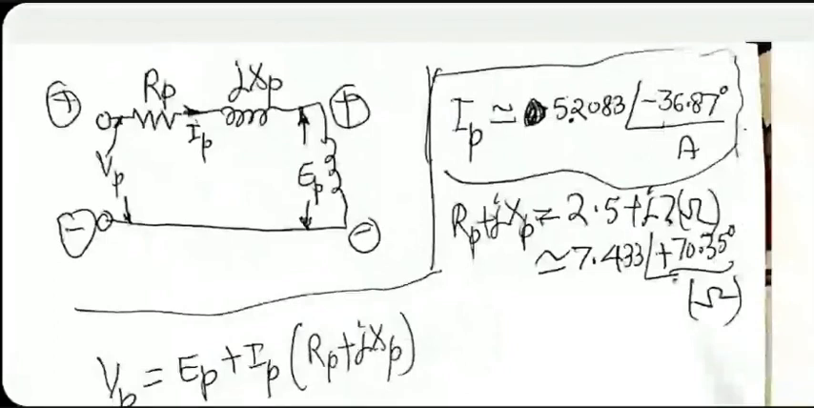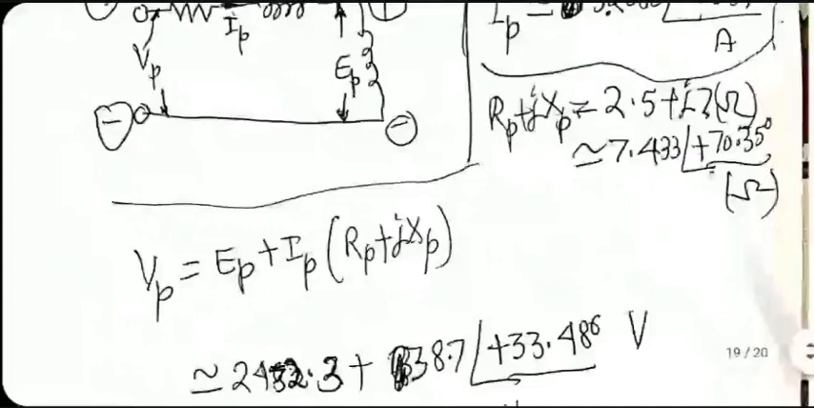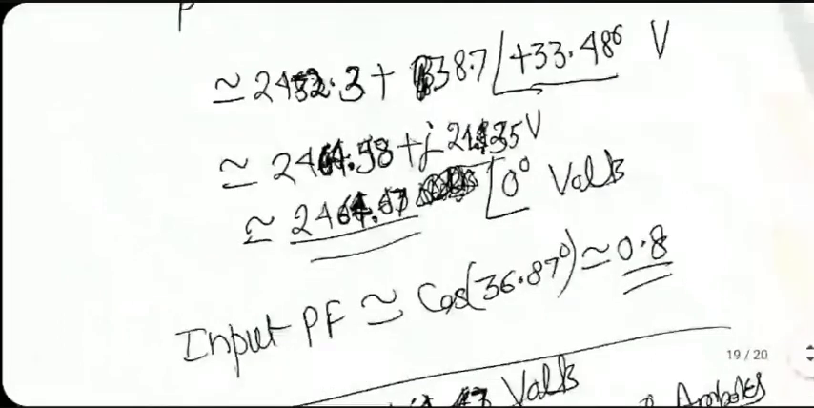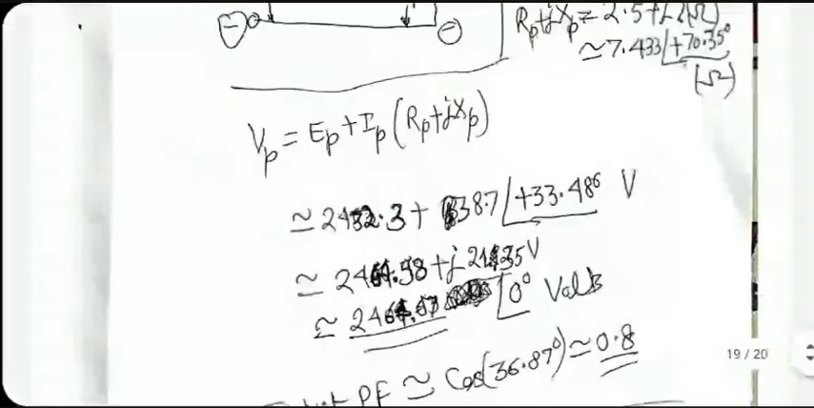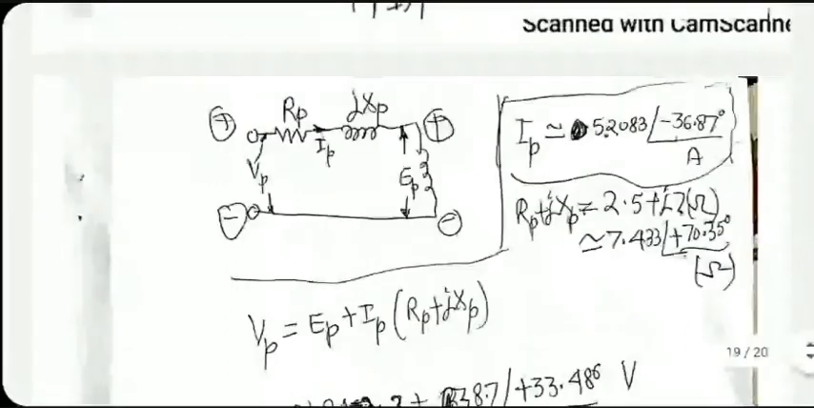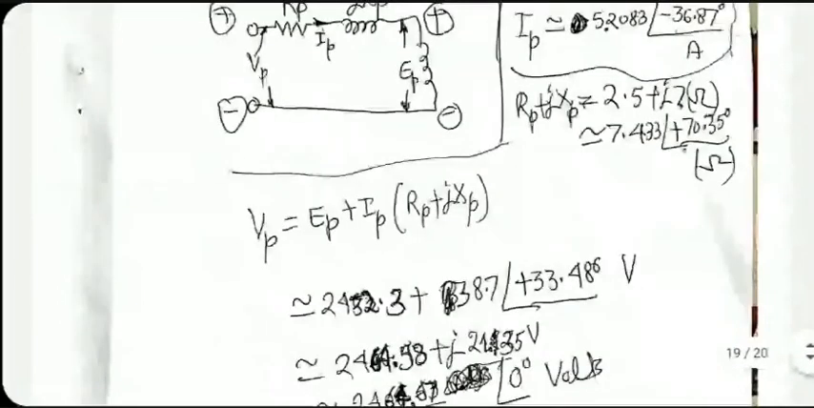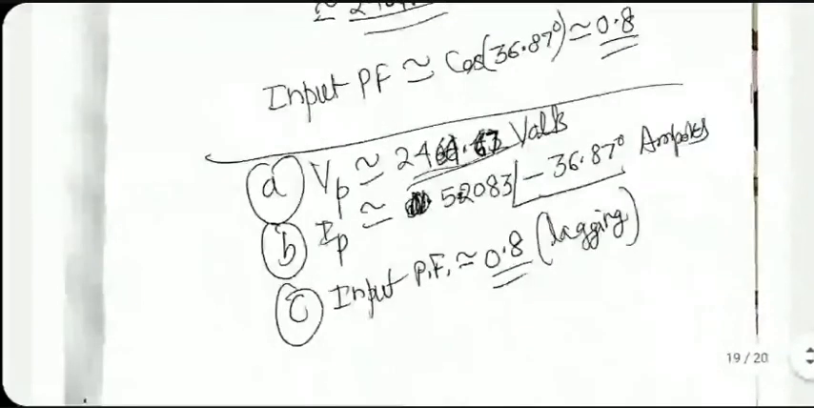Now on the primary side, you know EP, you know IP. So you write this equation, VP equal to EP plus IP multiplied by RP plus JXP. And you plug in the values. I'll double check my calculations before I send you the document. I think I'm okay. So you get 2464.67 volts with 0 degrees. That is the primary voltage, not 2400 volt, which is the recommended value. Primary actually is operating at a voltage slightly higher than the recommended value because of the way the load is connected.